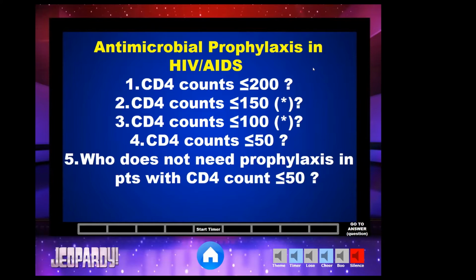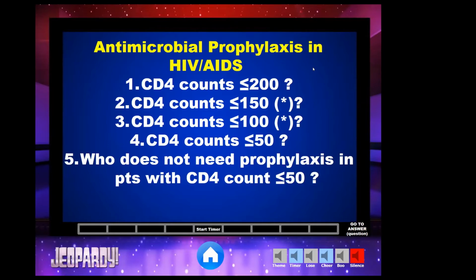If you want to answer for part, you can get 2 parts and get 200, or answer 3 parts and get 300, but I think we need to go now. Okay, so we're gonna go. For number 1, CD4 counts less than 200, we're gonna go with PCP. We need to prophylax for PCP.